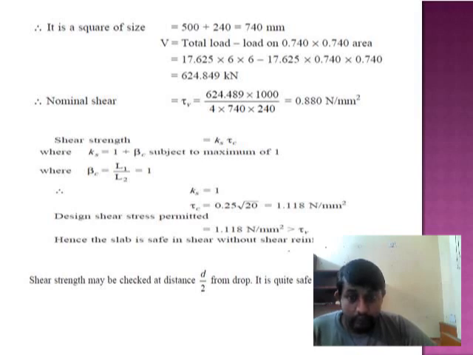Now we are going to calculate the critical shear stress. So shear strength equal to Ks into tau c. Ks is nothing but 1 plus beta c, subject to a maximum of 1. Beta c is nothing but L1 by L2, given in the code book, equal to 1. Ks equal to 1 is considered. So tau c equal to 0.25 into root 20, which is nothing but 1.118 Newton per mm square. So hence design shear stress is greater than tau v. So the slab is safe in shear.